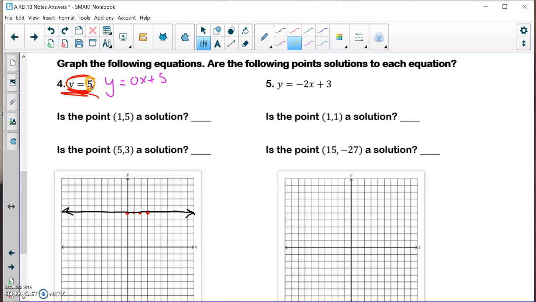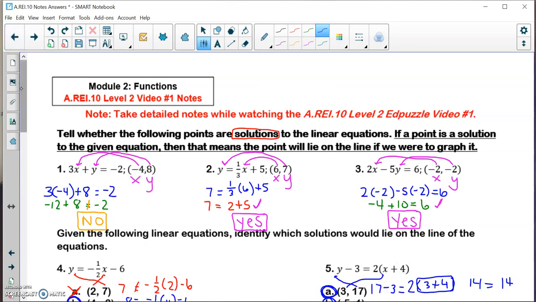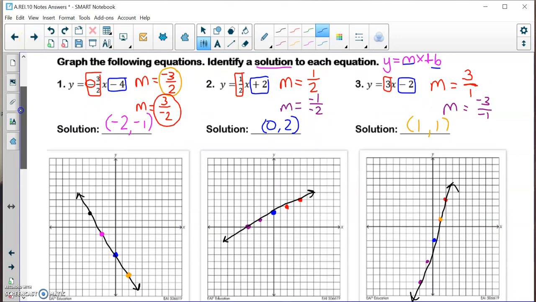And now we're going to identify, are the following points solutions? Well, let's look at our graph. Is the point 1, 5 a solution? Bingo, it is. So yes, because it lies on the line. Is the point 5, 3 a solution? No, because that's where it lies. It's not on the line, so it's not a solution. Another way that you could do this is how we did this in our last lesson. You could put x and y into the equation to determine if it's a solution.